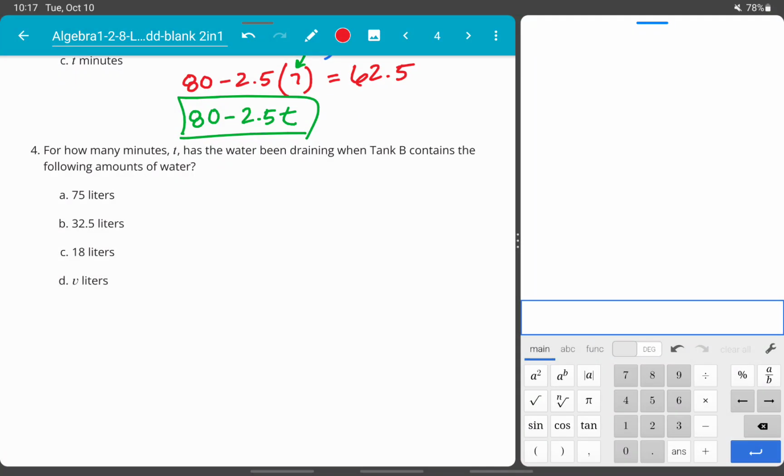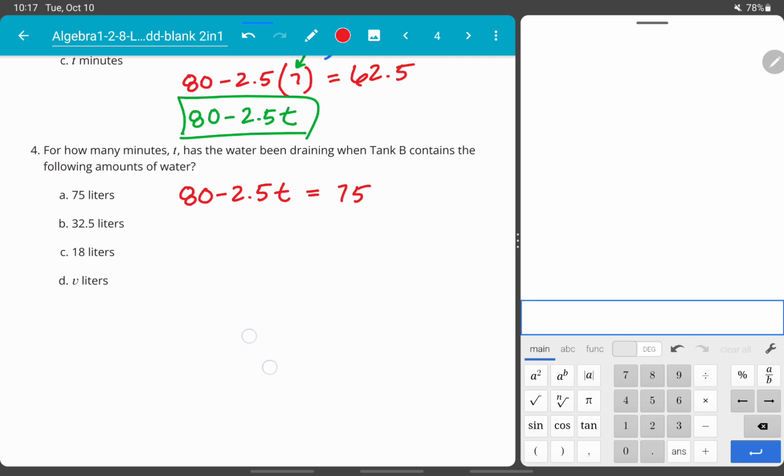For how many minutes T has the water been draining when tank B contains the following amounts of water? A, 75 liters. Okay, so let's use our expression from the previous problem, 80 minus 2.5 T, where it's starting out with 80 liters, draining at 2.5 liters per minute, and then we want to have 75 liters left in the tank. Okay? So we have a couple of strategies. We can just reason through it, or we can try to solve it, right?